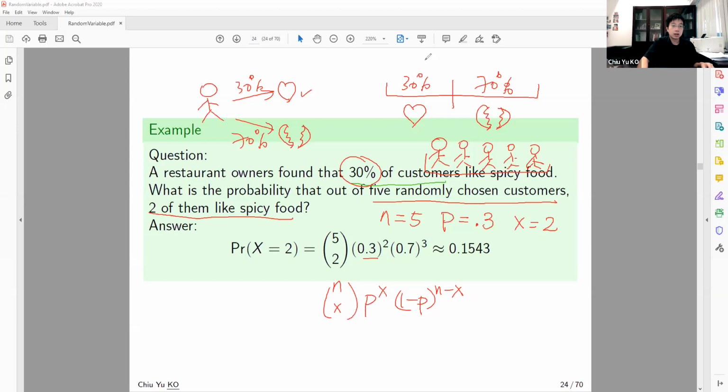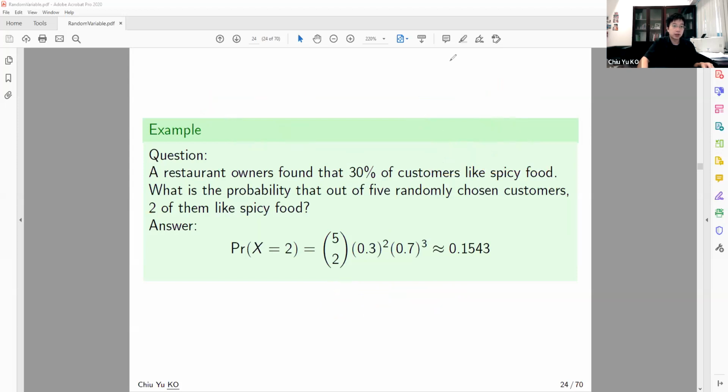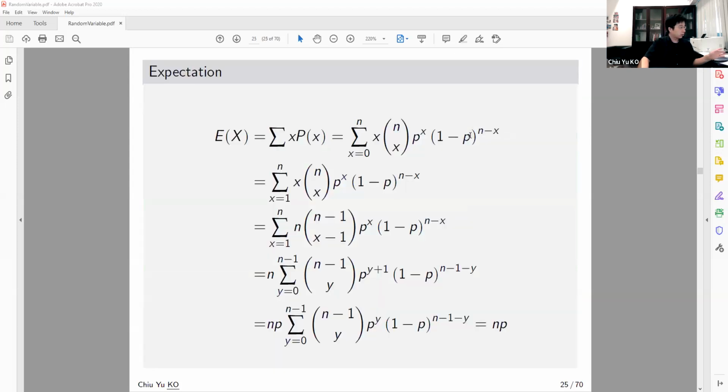Then maybe we go to the proof. We're trying to show you the proof of the binomial mean. Everything can be proved, but we just choose to prove something that I think is worth some effort. So we are trying to prove that this is exactly this.